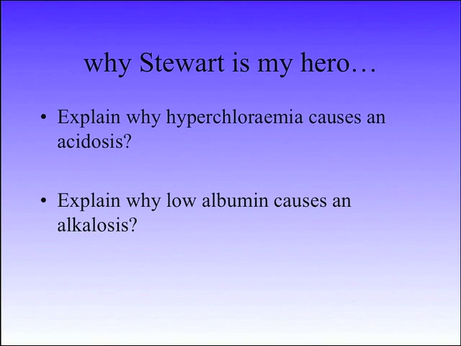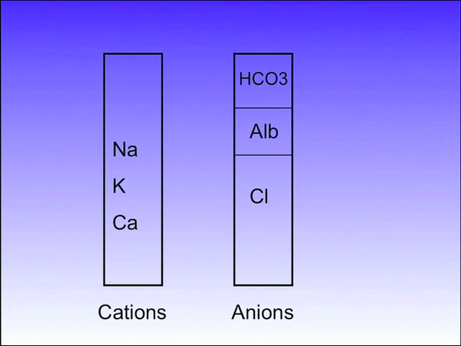Now, traditionally, this used to take pages and pages in textbooks with very convoluted arguments, but he can just explain it in one diagram. Okay, here we are. You've got your cations, and you've got your anions. The strong ions are these ones, and this one, the chloride. And remember, albumin is an independent variable, chloride's independent, but bicarb is a dependent variable.